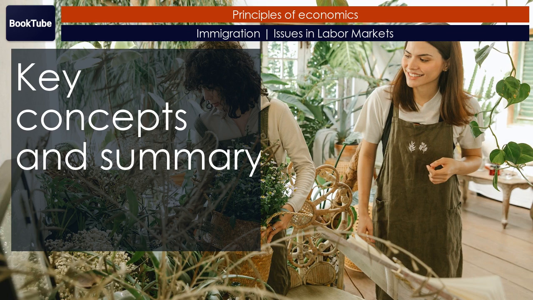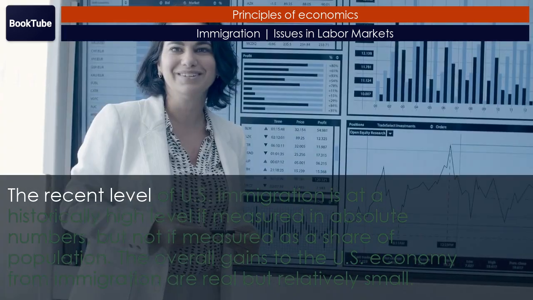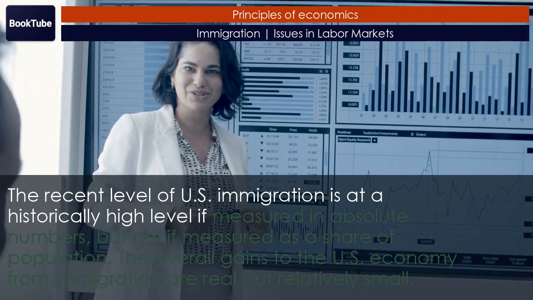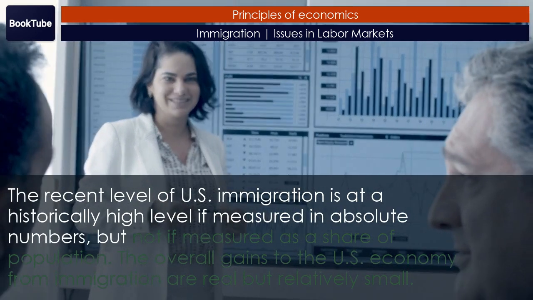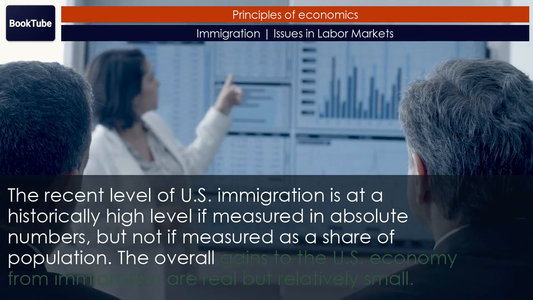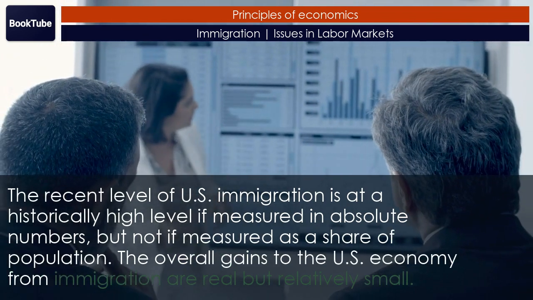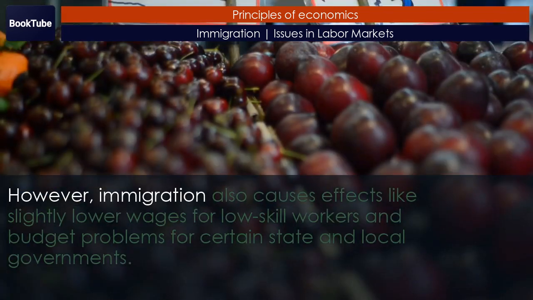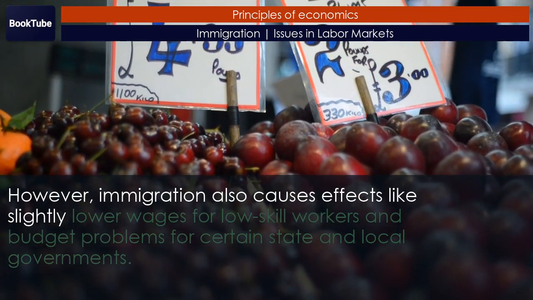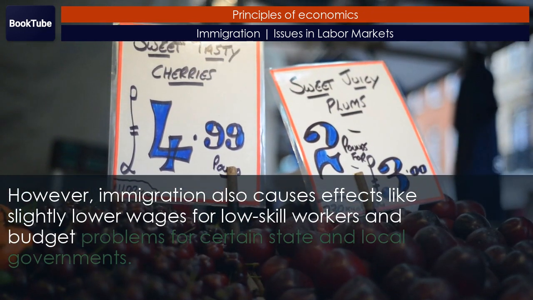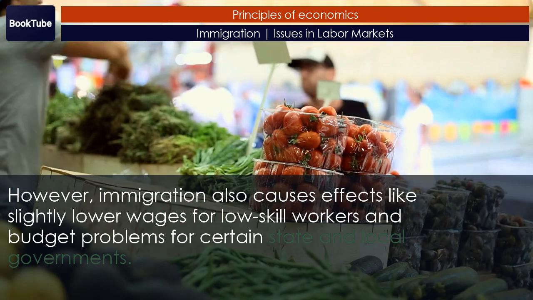Key concepts and summary. The recent level of U.S. immigration is at a historically high level if measured in absolute numbers, but not if measured as a share of population. The overall gains to the U.S. economy from immigration are real but relatively small. However, immigration also causes effects like slightly lower wages for low-skill workers and budget problems for certain state and local governments.